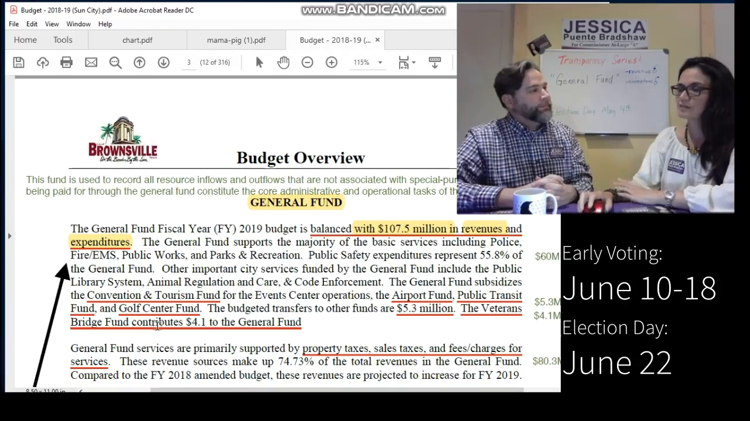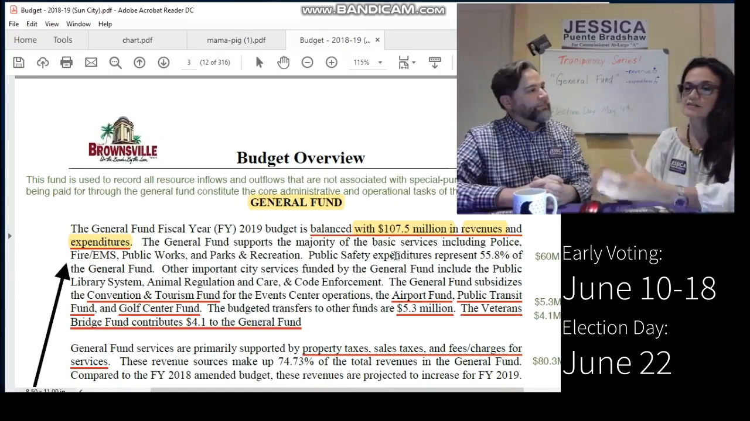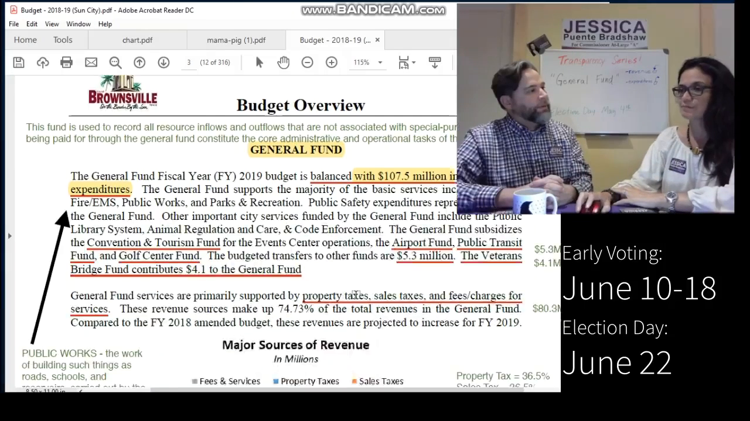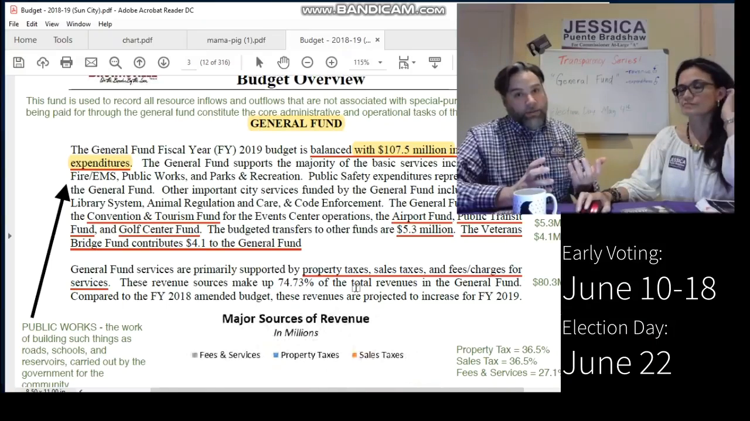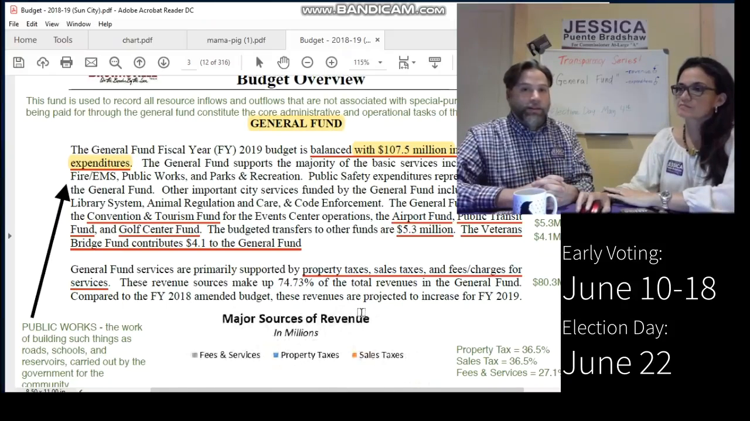Right. And sometimes they can be a little confusing, but just kind of keep in mind that in the general fund in and of itself, $107.5 million is what the City of Brownsville has to play with and try to run the city. Right? Yeah, I'll just add that generally the city tries to match the expenditures, or what is going out, with the amount that's coming in. So at the end of the day, there's generally not a lot left over. In some cases, there might be more spending than actually income.